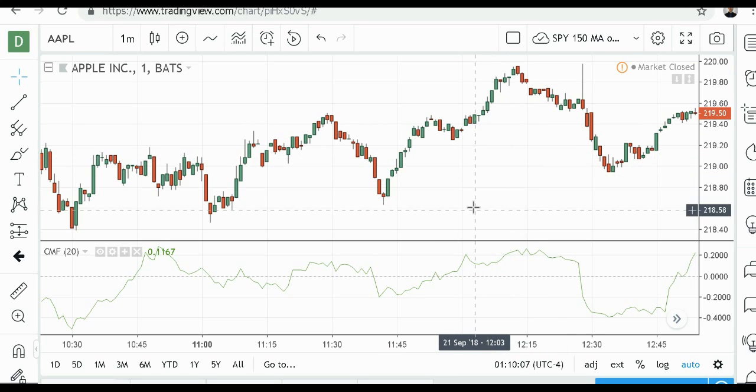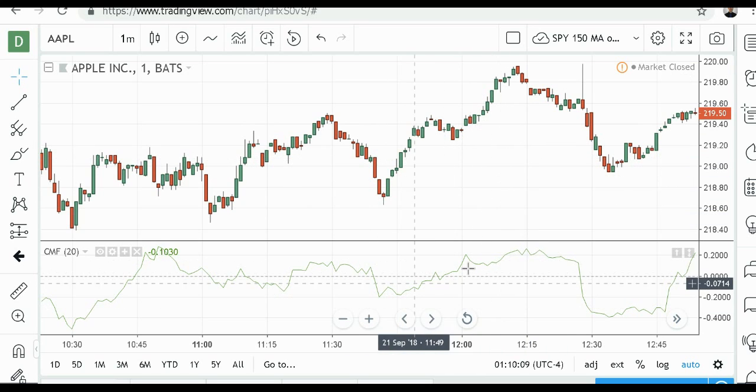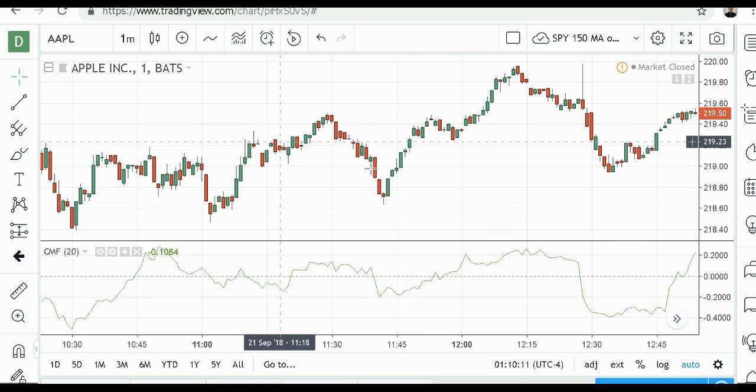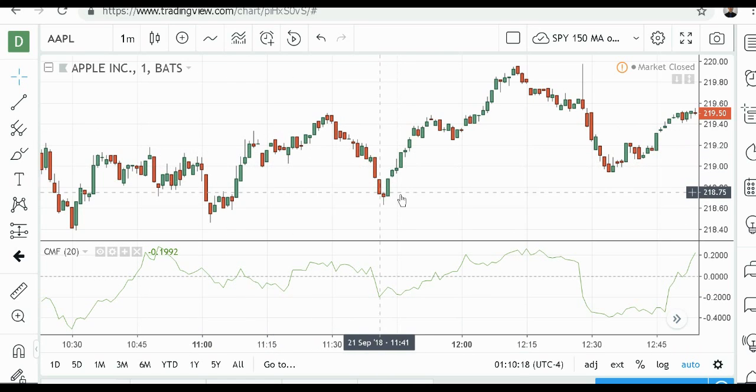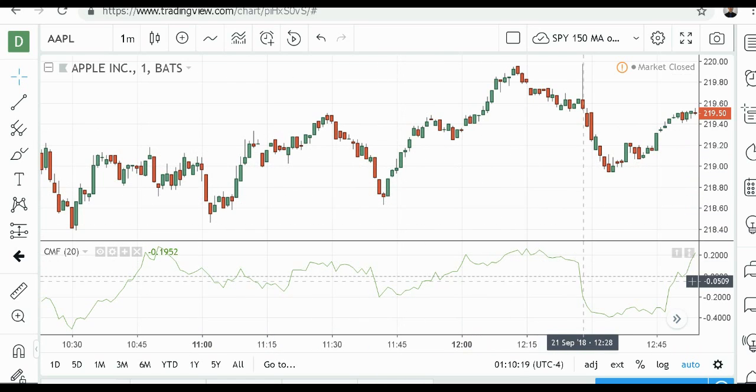But you might want to include a stop loss with this, because for day trading and scalping, that kind of thing, you probably want to limit your losses whenever possible. At least if you had sold here, let's say, when the money flow indicator went into negative territory, right about here, you could have avoided a lot of pain here.